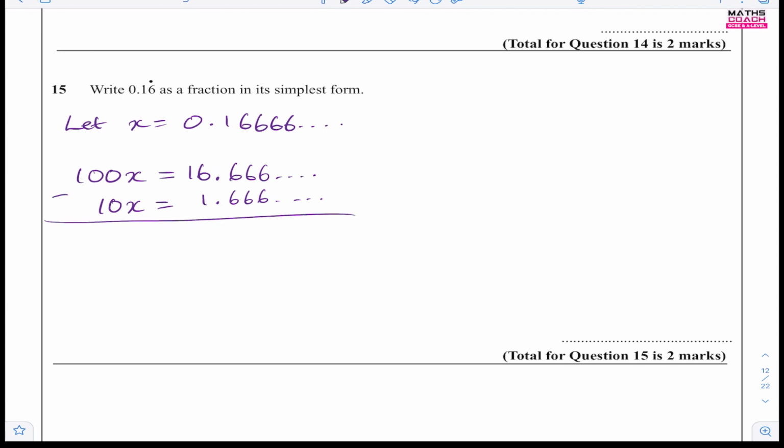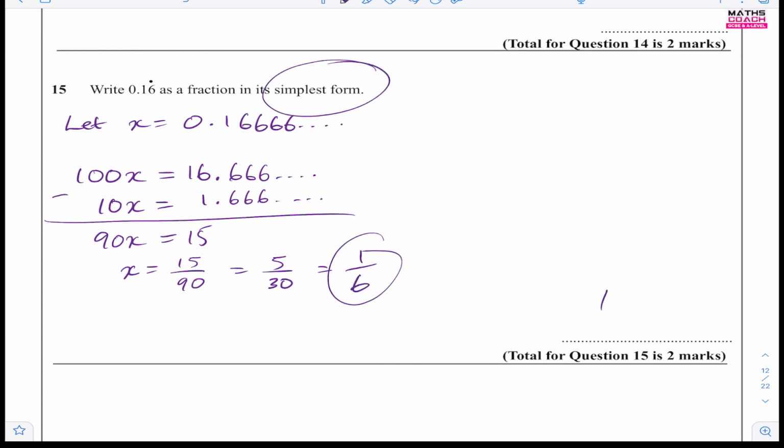Next, we just need to take these away. So 100x, take away 10x is 90x, and 16, take away the 1 is just 15, and then all of this, take away all of that is simply 0. So we don't need to write anything there. So now we have 90x is equal to 15, and therefore x is equal to 15 over 90, which you can simplify by dividing by 5. So you get 5 over 30, and you can divide that by 5 again. So you get 1 over 6, because the question does say give your answer in its simplest form. So 1 over 6 is our final answer.